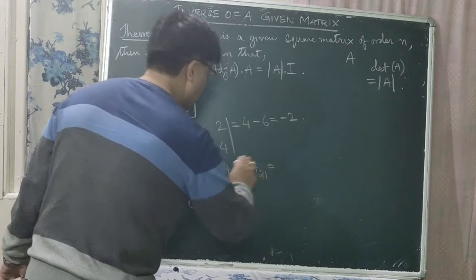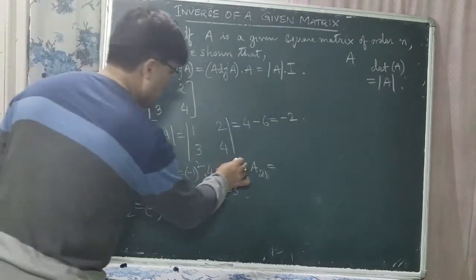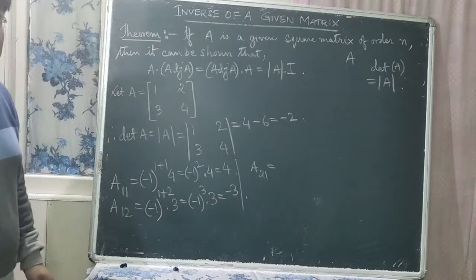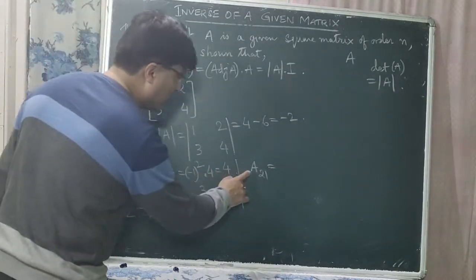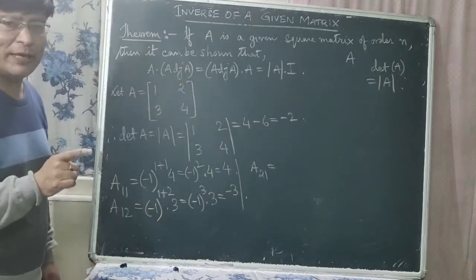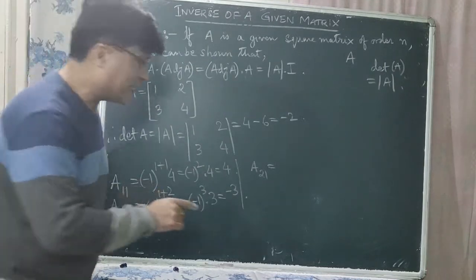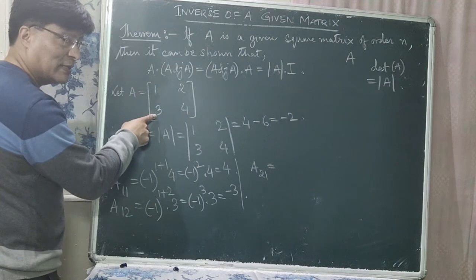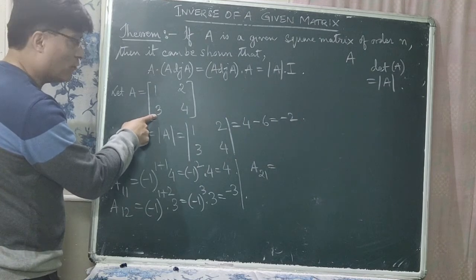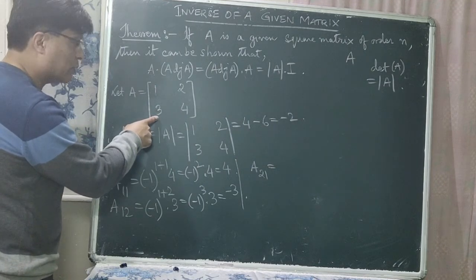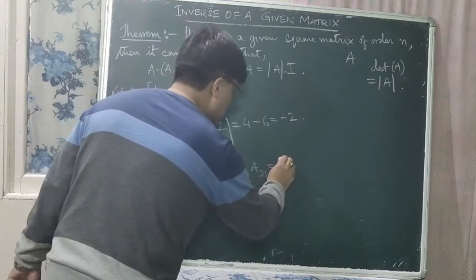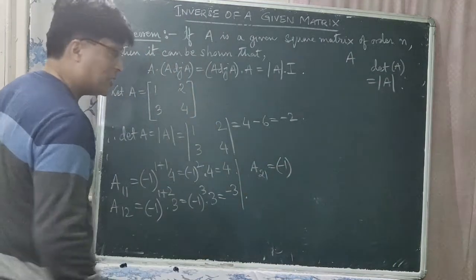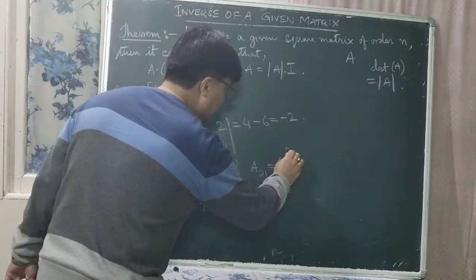Next one, let us find out A21. What is meant by A21? That is the cofactor of small a21, that means the element belonging to the second row and first column. Second row and first column is this one. That means you have to get the cofactor of this 3. So how can you get it? You have to consider the sign first. Minus 1 whole to the power 2 plus 1.